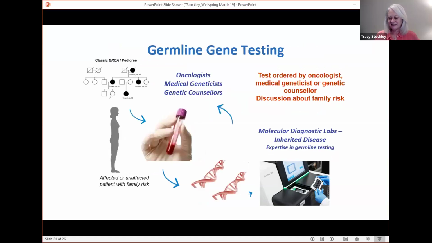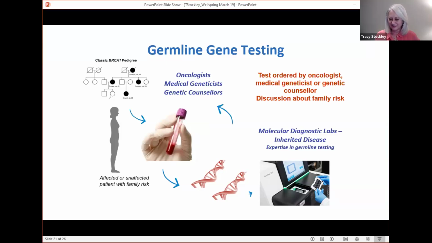If you're having germline gene testing, this would be done on a blood sample. It has historically been ordered by medical geneticists, often assisted by genetic counselors, but it's becoming more common that oncologists are also starting to order this too, sometimes with a referral to medical genetics if you end up having a positive variant.